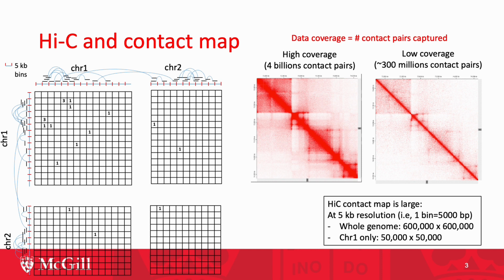Here are two examples. The Hi-C contact map is pretty large. Let's suppose we are working at 5 KB resolution. For the whole genome, the matrix is as large as 600,000 times 600,000. Even for a single chromosome, there are more than 50,000 columns and rows. So a Hi-C contact map contains several hundred million contact pairs. It is a very sparse matrix. If we compare the low coverage version to a high coverage version, we will realize a lot of signals are absent.